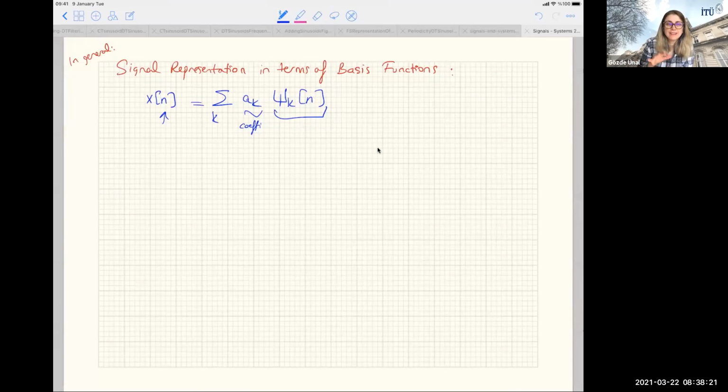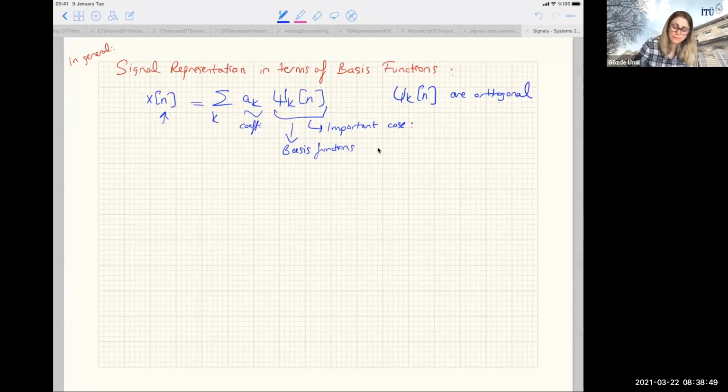So I was saying we're doing signal representation in terms of basis functions, and an important special case is when these are orthogonal. These phi k, and we will see what orthogonal means, are orthogonal basis functions. We said they are the basic building blocks to represent a signal. And when they are orthogonal, they obey something like this. We will start with the continuous one, but still, let me write this.